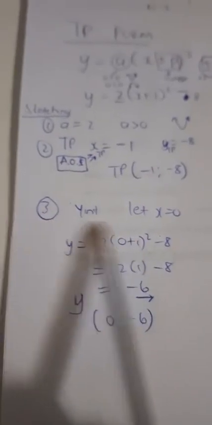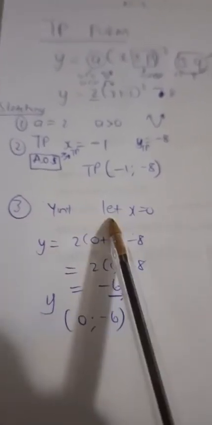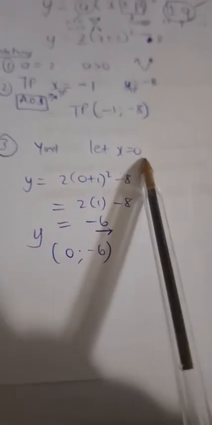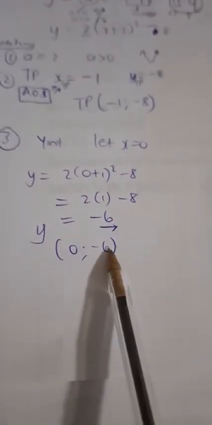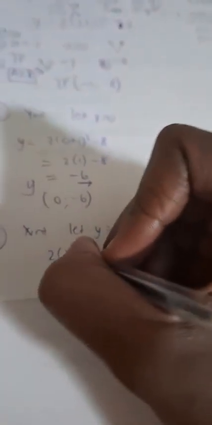Then I said to you 3, we need to find the y-intercept. When we find the y-intercept, we let x be equal to 0. We substituted, we got y is equal to -6. Remember, what did we let x be? 0. y is -6. Those are the coordinates of the y-intercept. 4, we need the x-intercept. We let what? y be equal to 0. So we go and write that function. We equate it to 0.